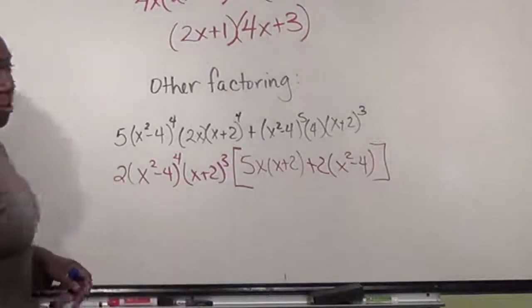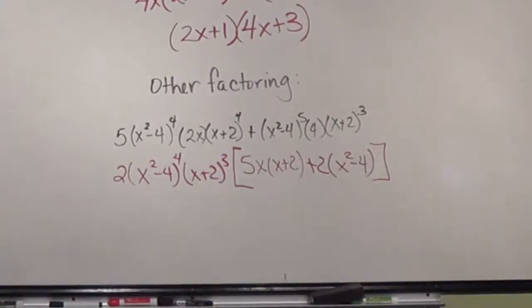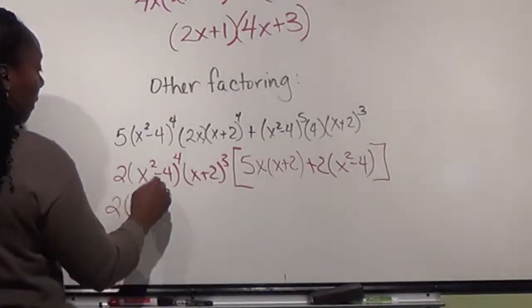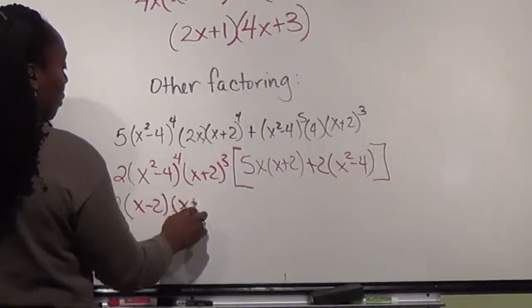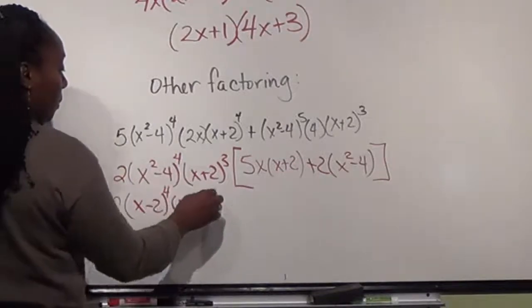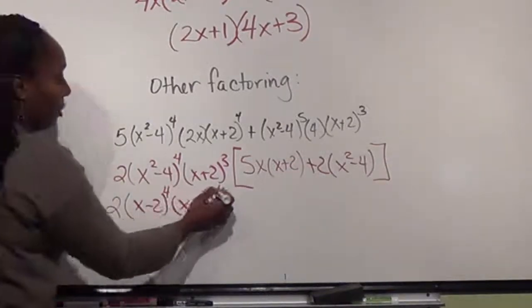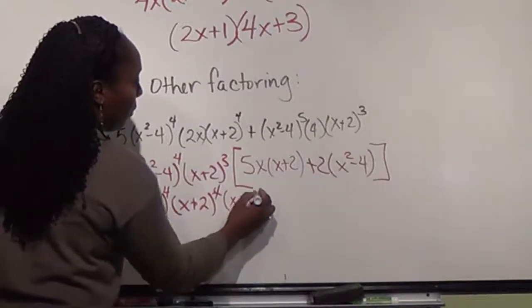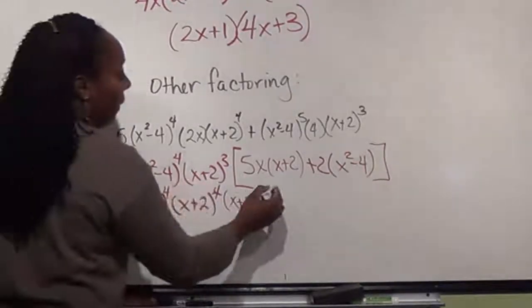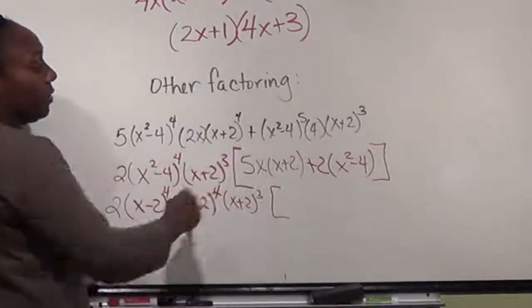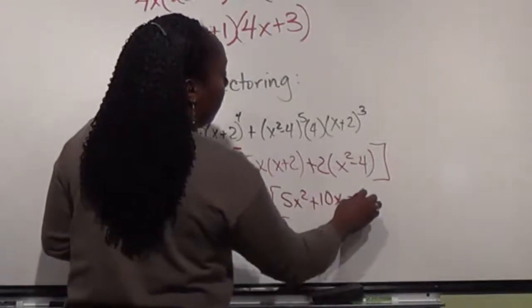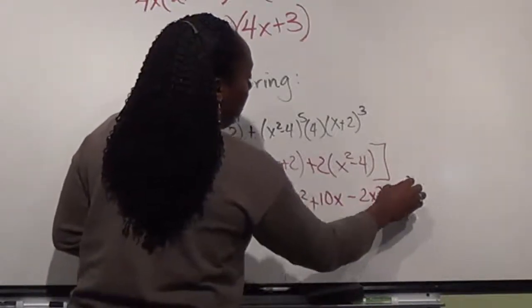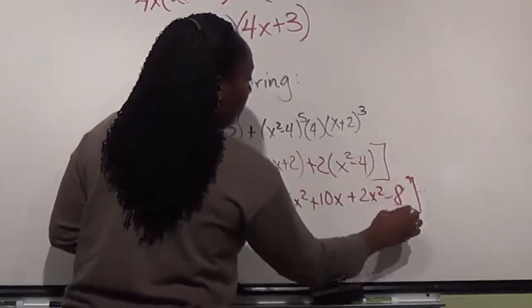And some of our factors aren't very pretty. If you notice, those are some of our special products or special factorings. So I can simplify. X squared minus 4 is a difference of squares, so that's going to be an x minus 2, x plus 2. But I had 4 of those, so when I factor it, I'm still going to have 4 of each. Then I have an x plus 2 cubed. Okay. And then inside my grouping symbol here, these are distributive properties. So 5x squared plus 10x minus 2x squared minus 8 plus 2x squared minus 8.